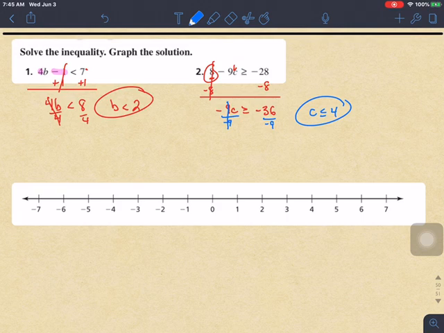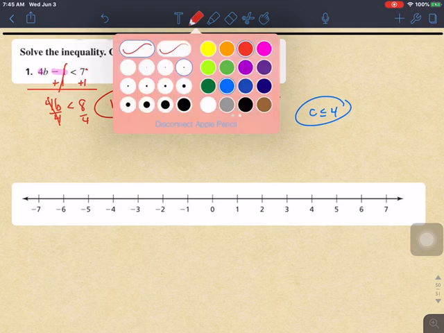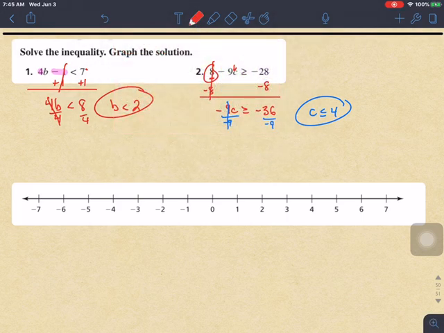Now comes graphing. We've got one in red and one in blue. So B is smaller than 2. We do this with circles, okay? That is an open circle on 2, and smaller than would be to the left.